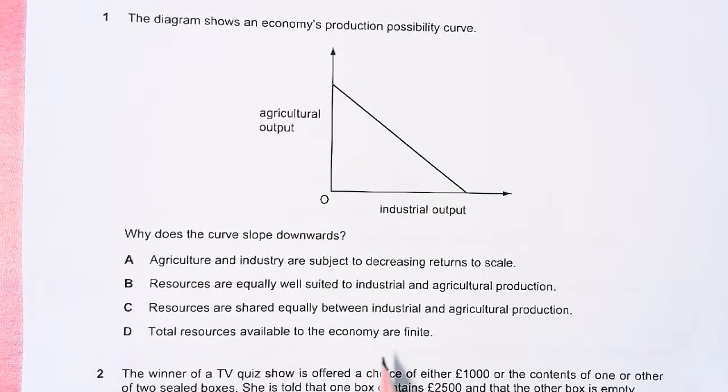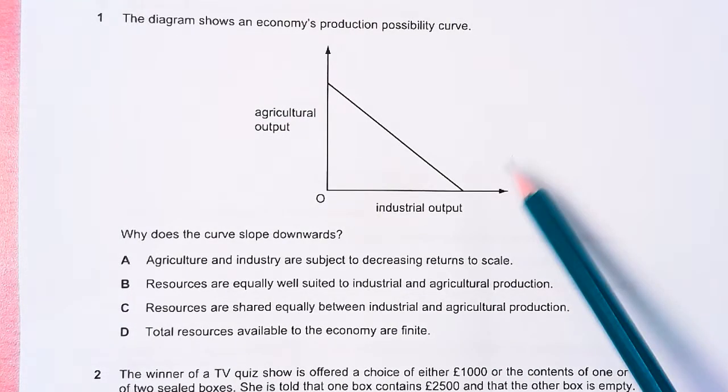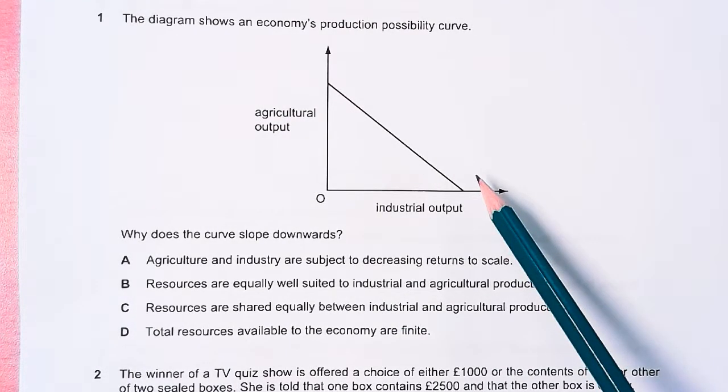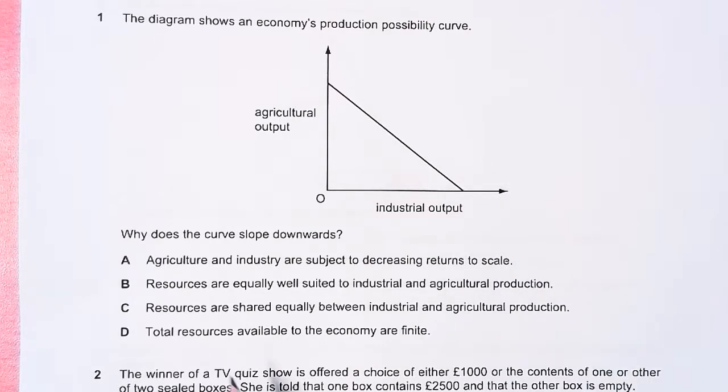Well, that's the important one, because after all, the question says, why does the curve slope downwards? And all PPCs slope downwards. This is actually a bit of a distractor. You don't need this to answer the question, because all PPCs will slope downwards. So the answer is D. Okay, so let's move it on.